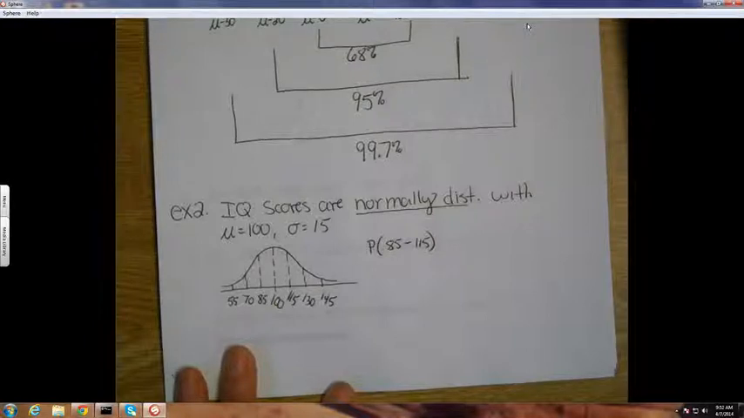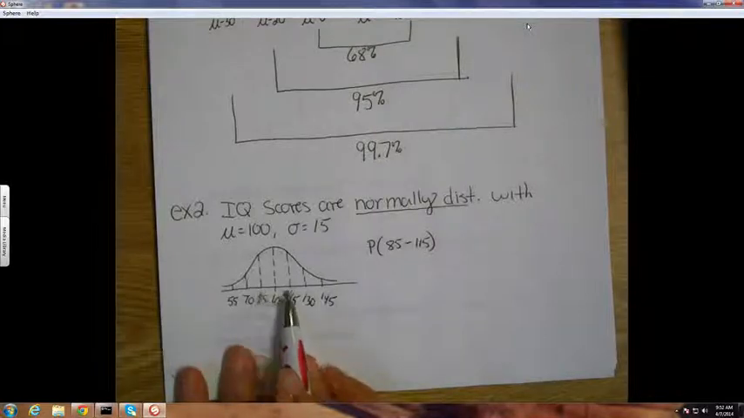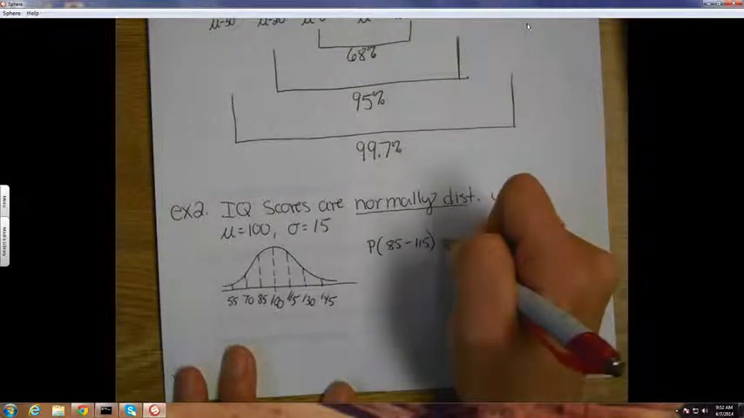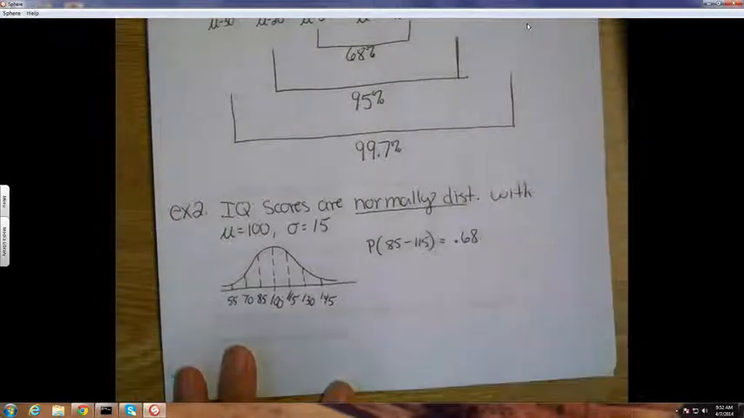And what's the probability that I pick someone that's between 85 and 115? Because those are exactly one standard deviation away. Those two chunks add up to, you can put point, the book does all decimals, because that's 68% in decimal.